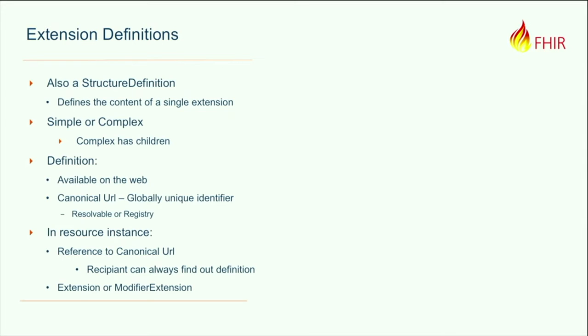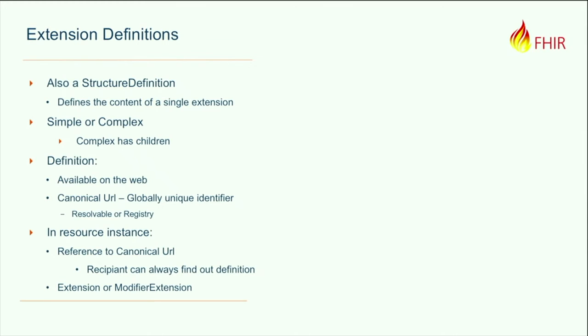Extension definitions. I touched on this before: every time you define an extension, as we've talked about race and a number of different things, you must create a structure definition which defines exactly what's inside that extension, what the extension actually means. The purpose of that, of course, is so that a recipient can always find what the meaning of an extension is. An extension can be simple or it can be complex. And again, you've used this in the UK.